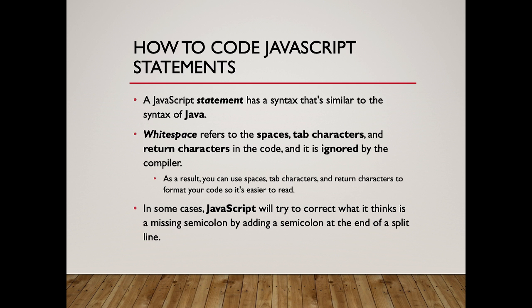In some cases, JavaScript will try to correct what it thinks is a missing semicolon by adding a semicolon at the end of a line. So in JavaScript, semicolons are optional, which is why it does this. It's usually always best practice to put in a semicolon, but there's a couple cases where even though you put in a semicolon, it will still try to put it in. And in a couple slides, I will go over that.